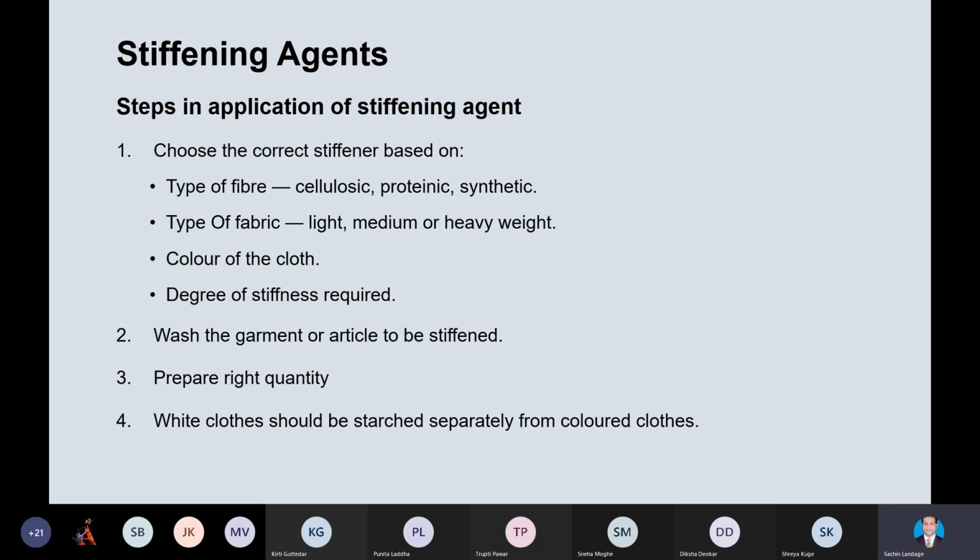If you need the heavy stiffening agent, it is there. So the first case relates to the selection criteria, that we have to select the proper stiffening agent.